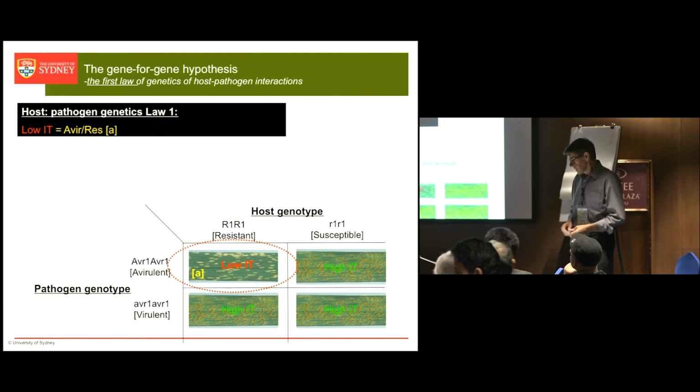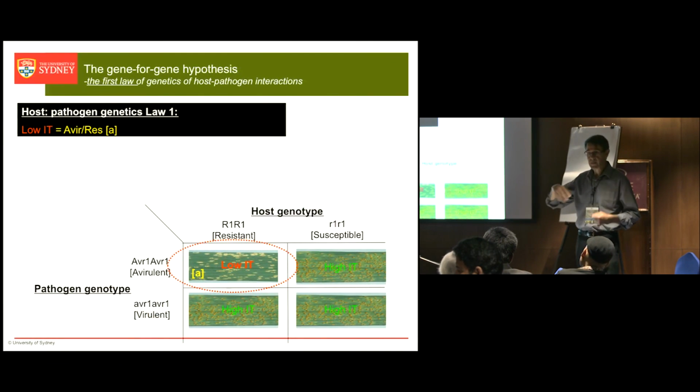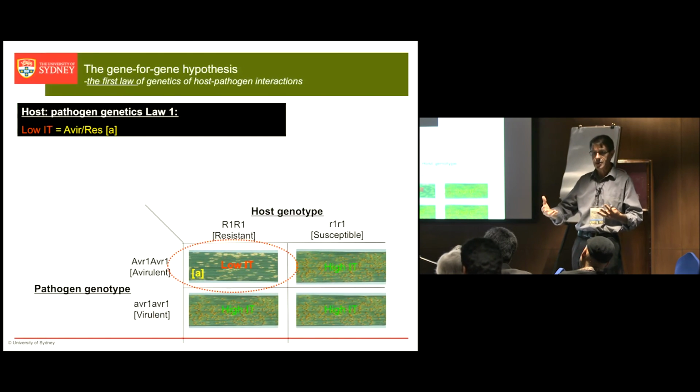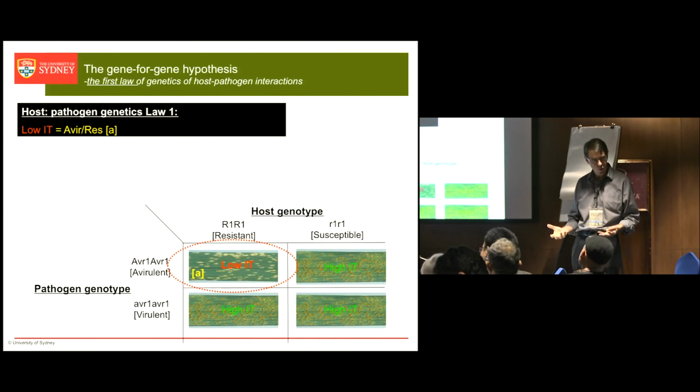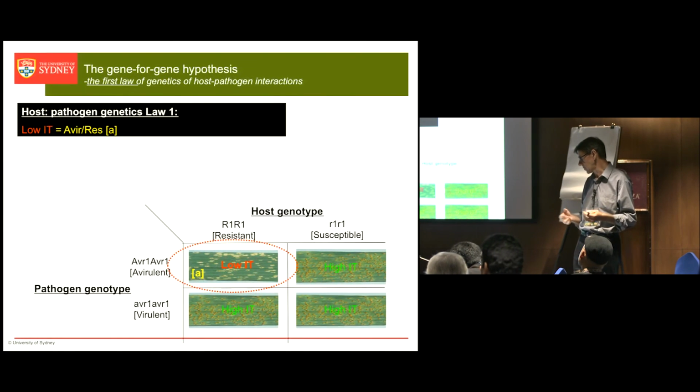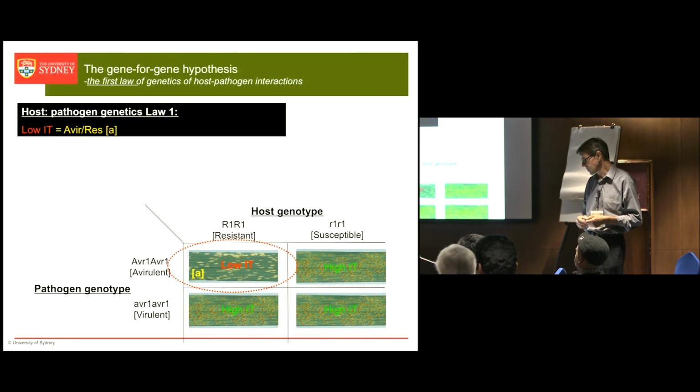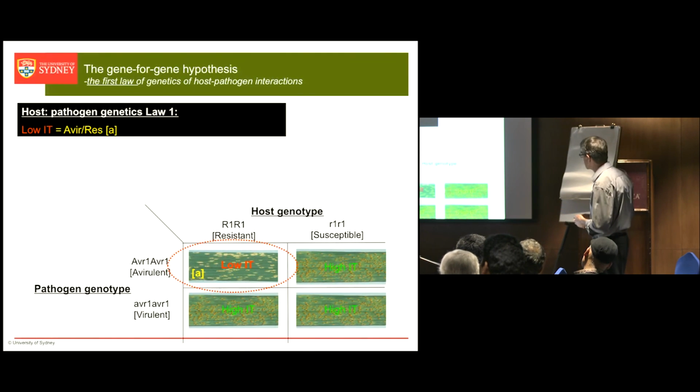All right, so the gene for gene hypothesis basically gives us two, what you might think of as laws, sort of like Mendel's laws, but not quite. Two laws of genetics of host pathogen interactions. One is, this is law number one, a low infection type means avirulence and resistance. If you see incompatibility or a low infection type, then you know the pathogen must be avirulent, it must have a gene for avirulence matching a gene for resistance in the host.